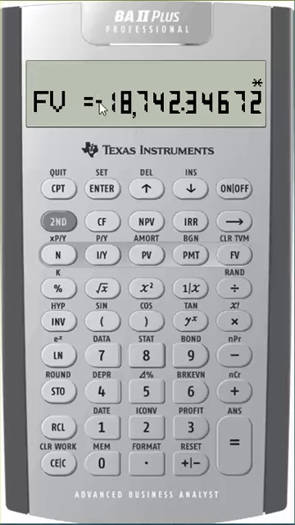Ignore the negative sign here. What I could have done is put 100, plus or minus, to change it to a negative sign, because the analyst is thinking, oh, okay, that's an outflow. I'm writing my check for $100. It's an outflow. So in this particular case, you just have to ignore the negative sign, but you will end up after 12 years with $18,742.35.